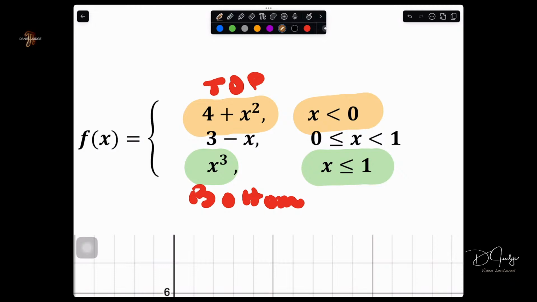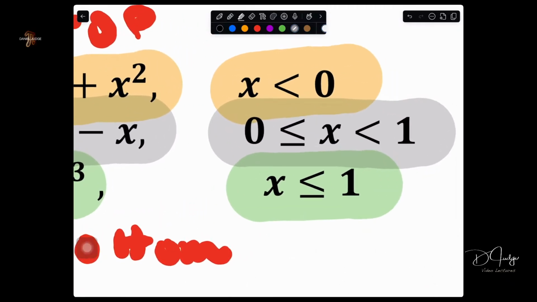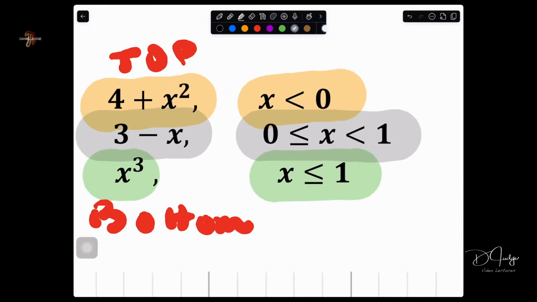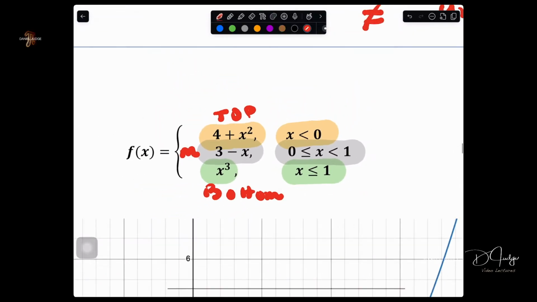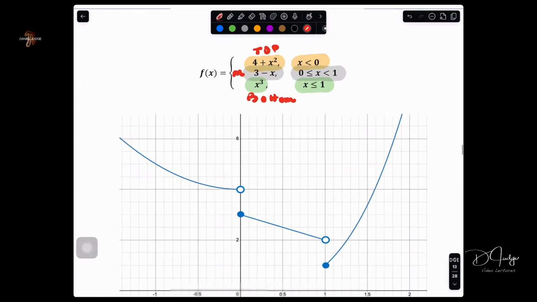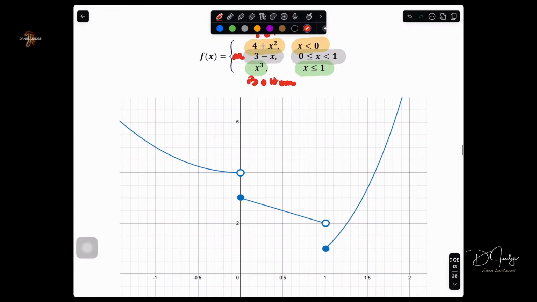And then we'll say the middle piece. This is in the middle here. I will use gray. We use this for values of x between 0 and 1, so 0 is less than or equal to x. So this is called the middle piece. Maybe we'll just put a little m for middle. So we have to know how to read these pieces. The graph is over here. You guys can see these graphs here.